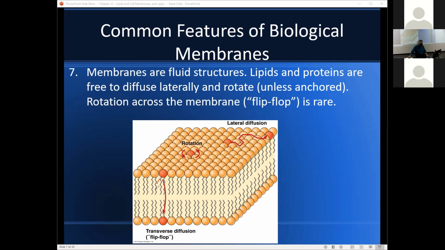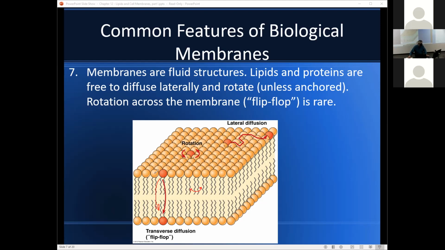So in other words, one phospholipid can flip to the other leaflet. Now, this is a very rare motion for phospholipids. There's also flexion. So flexion, the phospholipid tails can move a little bit like this as well and flex.